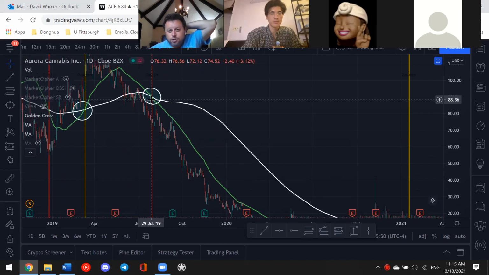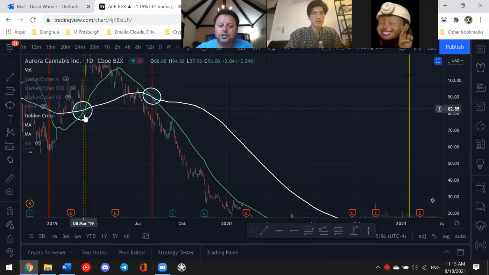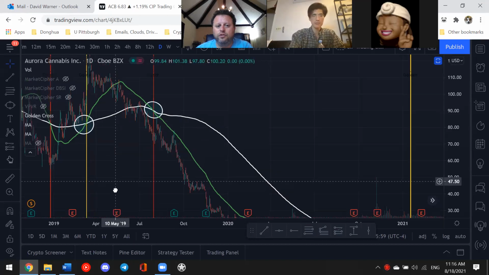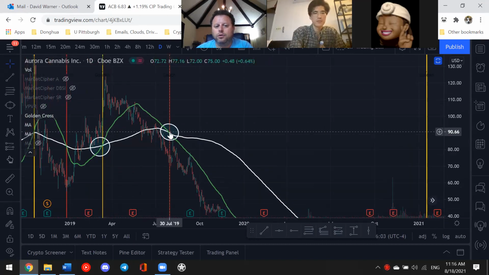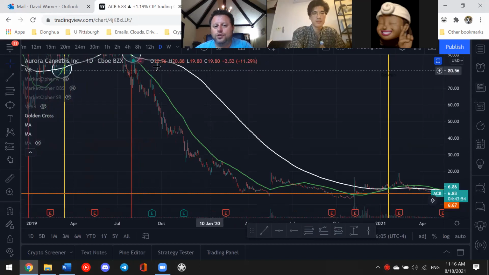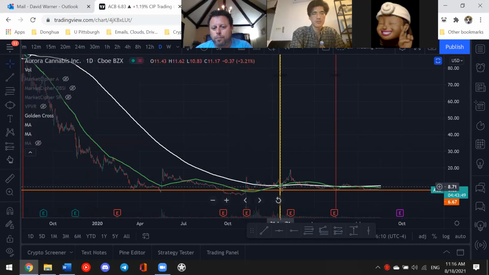Now, if you were just looking at these two lines, the 50 SMA and the 200 SMA, you would have made an excellent trade right here because you would have bought. How do you know when to get out of this trade? Right here, you get out. And then you short the stock, you would have made a lot of money. And then here, you would have bought.